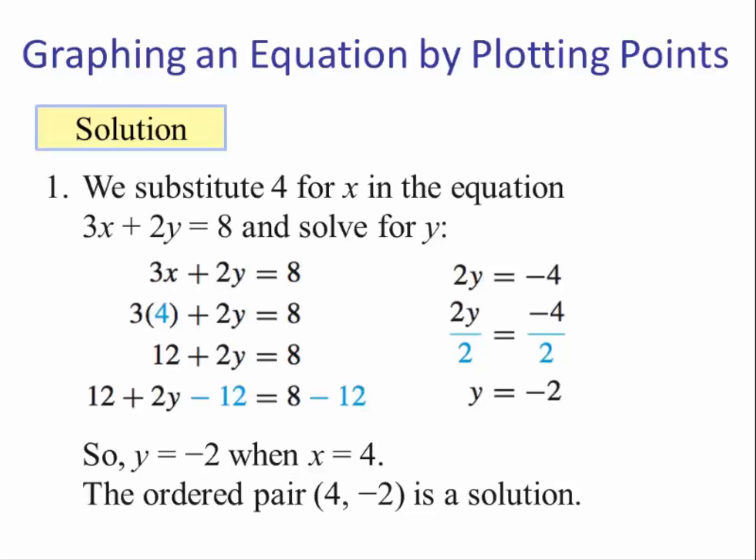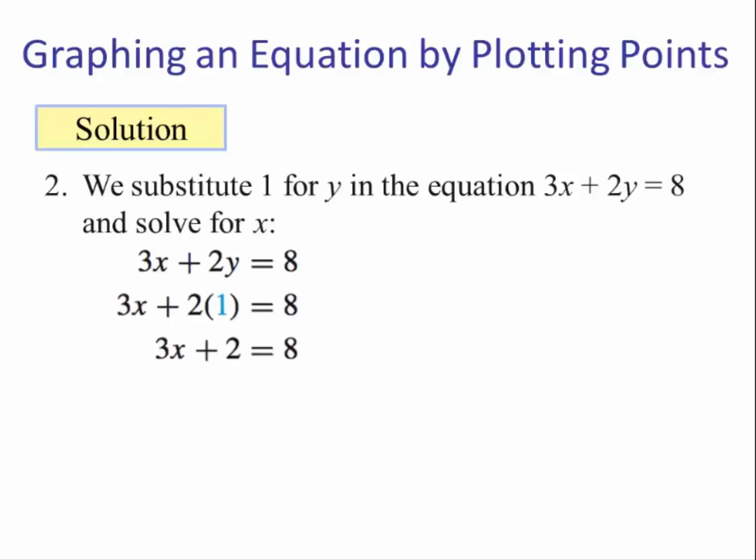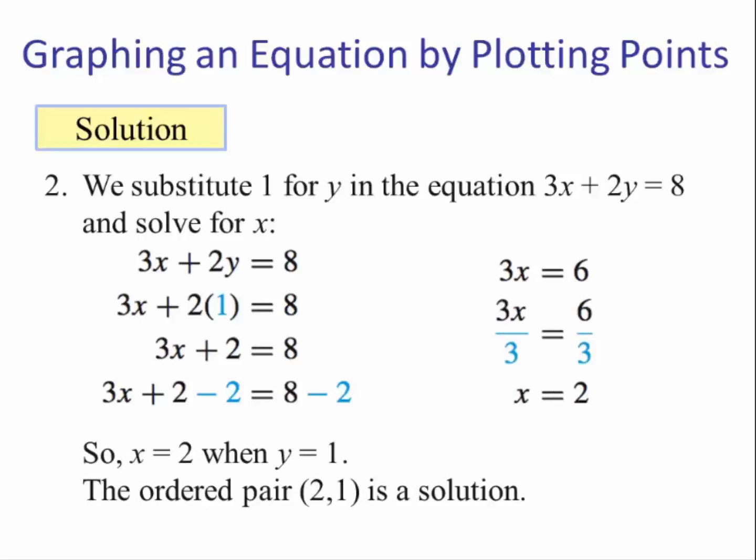There's our first point. Next, we're going to substitute 1 for y and solve for x. So we start off with the original equation. Everywhere we see a y, we substitute 1. This gives us 3x plus 2 equals 8. Subtract 2 from both sides. We're left with 3x equals 6. Divide by 3, and we see that x is 2. So the ordered pair 2, 1 is a solution. This is our second point.